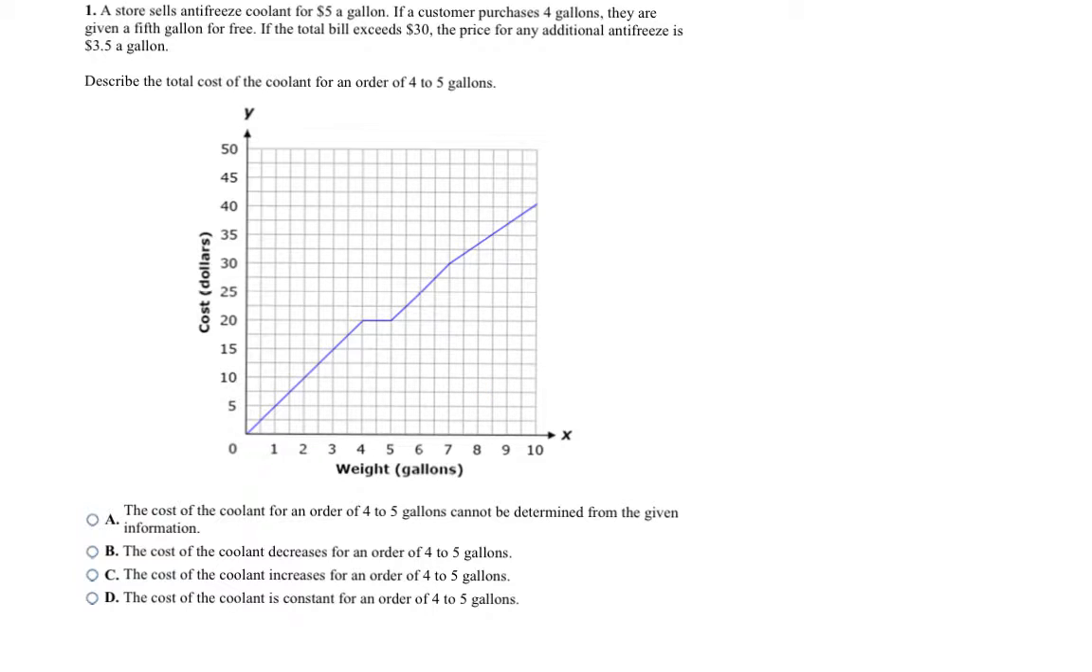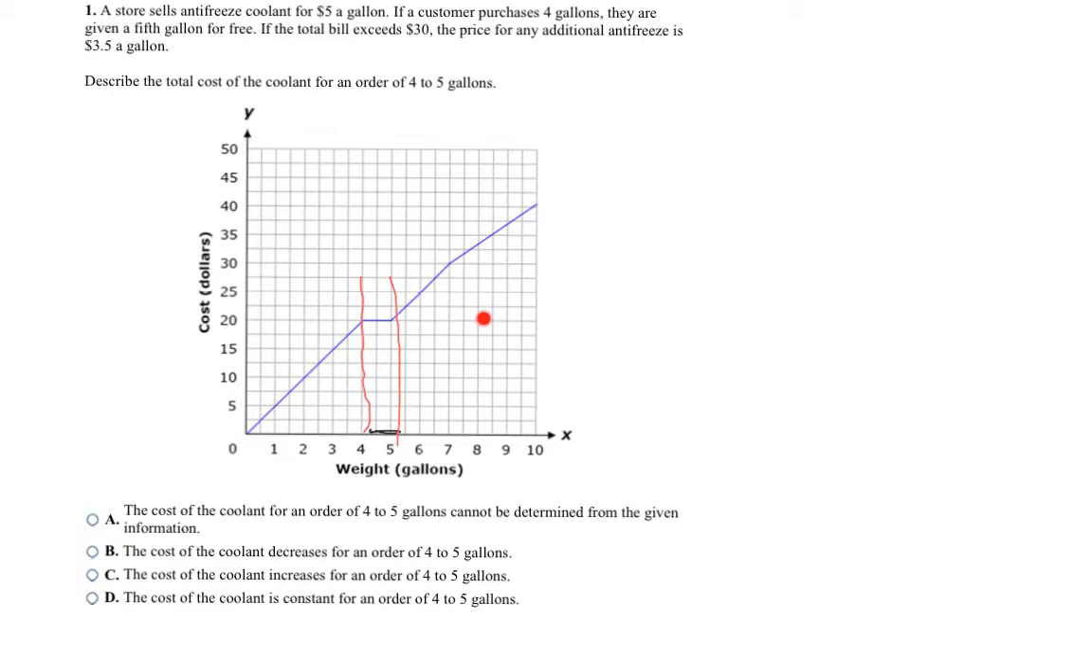So you can either answer the question from the word problem or from the graph. It is your choice. I think it's easier to see it from the graph. So we're going to look for 4 to 5 gallons. And I look at my labels here, and gallons is the x-axis. So I'm looking for 4 to 5 gallons, which is from here to here. And so I go up and look at the graph for 4 to 5 gallons. And that's this constant part here that remains flat.